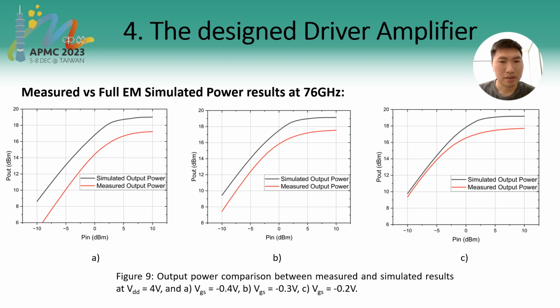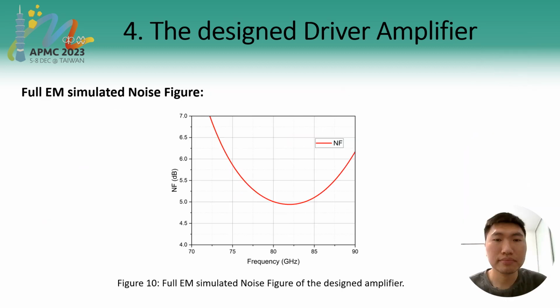So our measured output power is around 17.5 dBm as saturated, compared to around 19 dBm for the simulated.